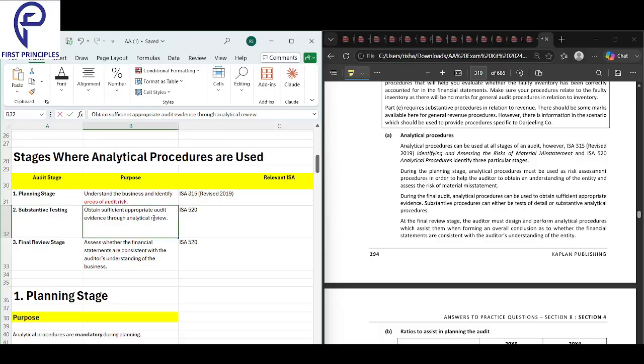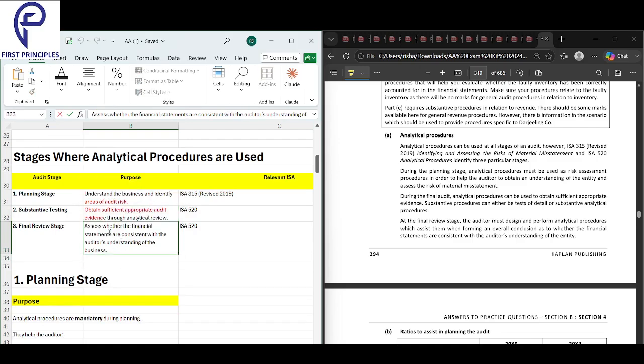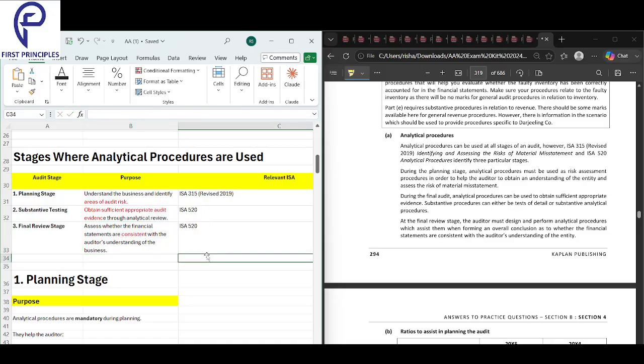Second, it is used in the substantive testing stage. Here, you can obtain sufficient appropriate audit evidence through analytical review. In the final stage, they are useful for us to assess whether the financial statements are consistent with the auditor's understanding of the business or not. It helps us to determine consistency.